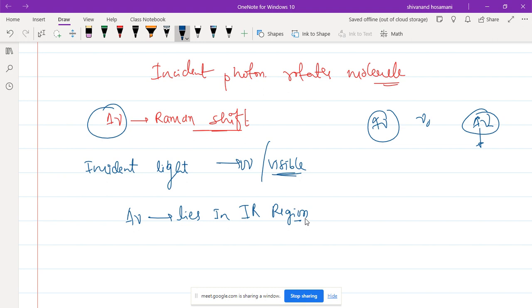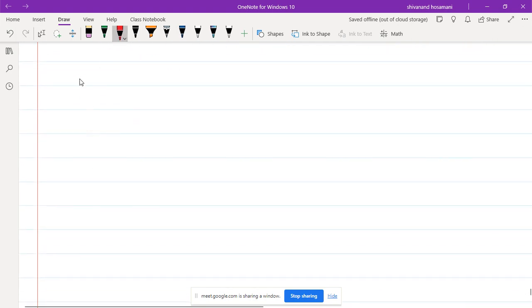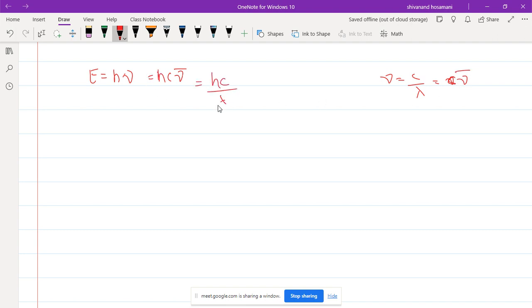OK, so we define this. If the frequency changes, automatically the energy also changes. So we can define it: this energy depends on the frequency as E equals h nu. I can rewrite this as h c nu bar, because nu equals c divided by lambda. Therefore h c nu bar, which is also equal to h c divided by lambda. If you differentiate, you automatically get delta nu: delta E equals h times delta nu.